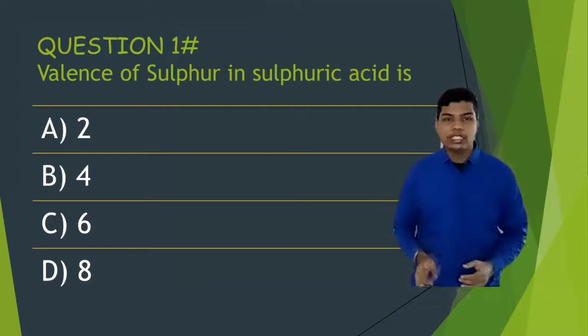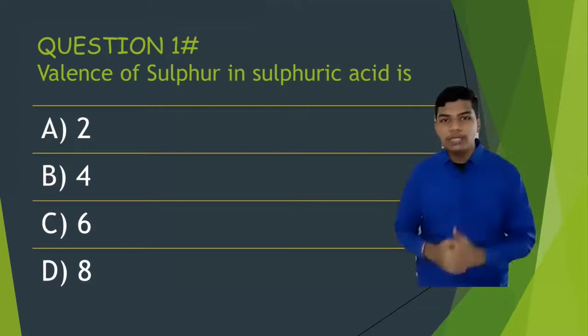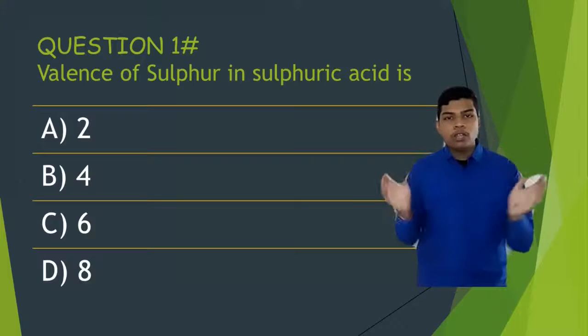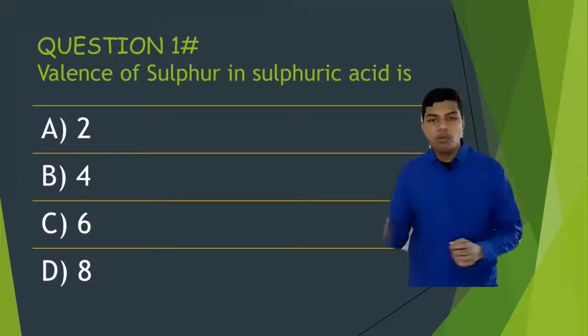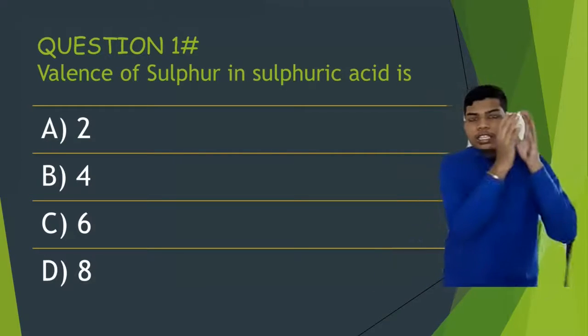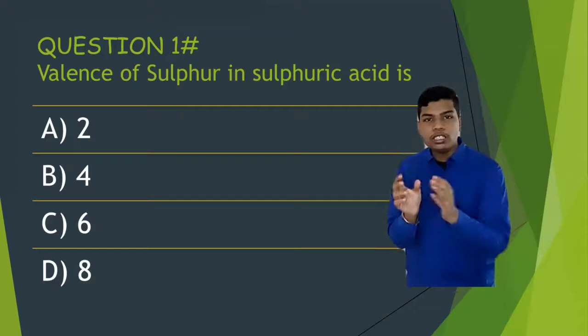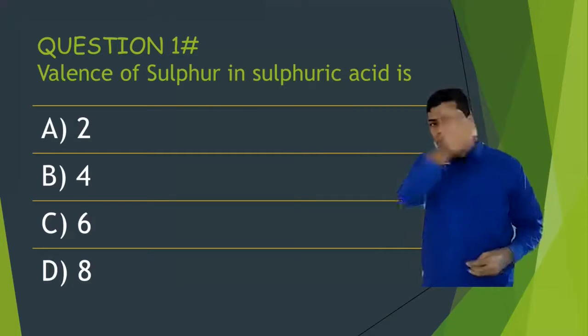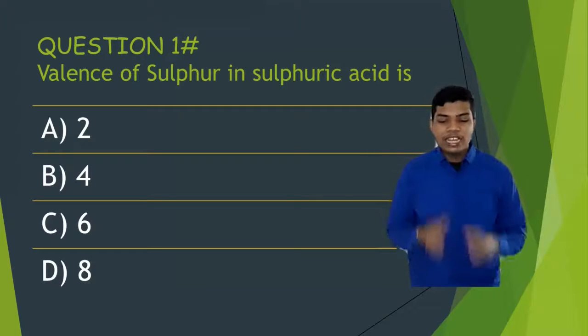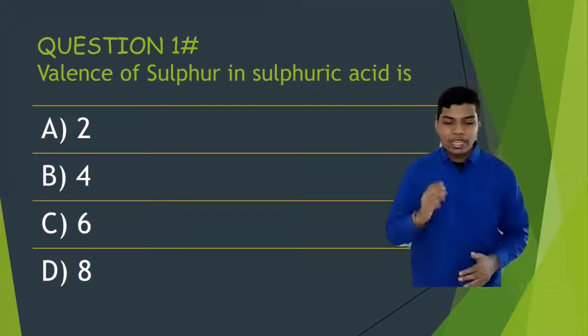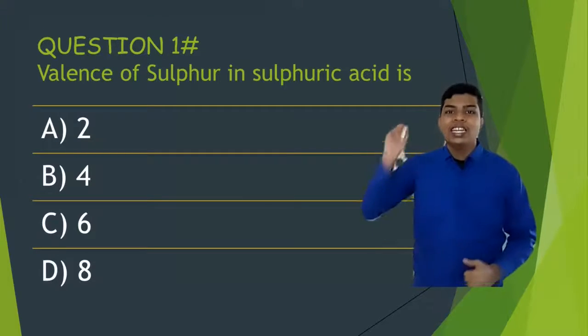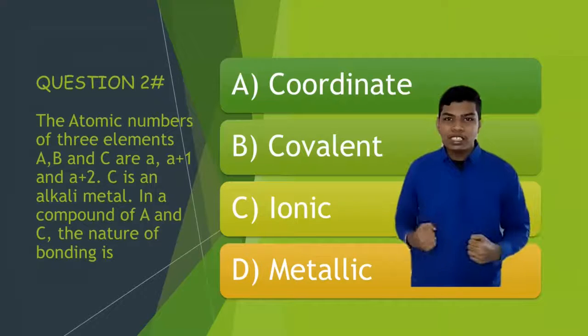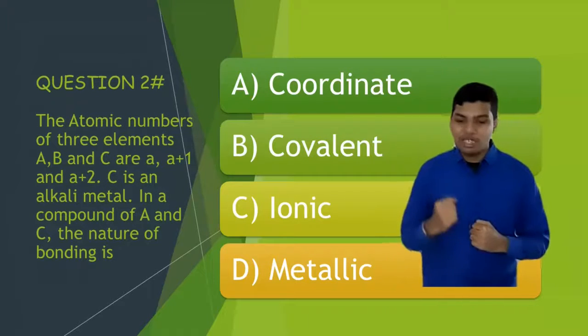4 is the correct answer because in sulfuric acid, if you observe, the molecule formula is H2SO4. There sulfur bonds with oxygen and the SO4 molecule bonds with hydrogen. By that analogy, you can say that the answer is 4. Okay, let's go to the next question. Get ready with your pens and papers as this is going to be awesome.